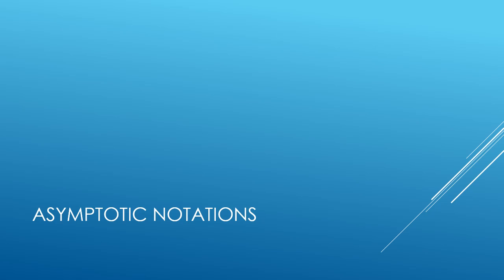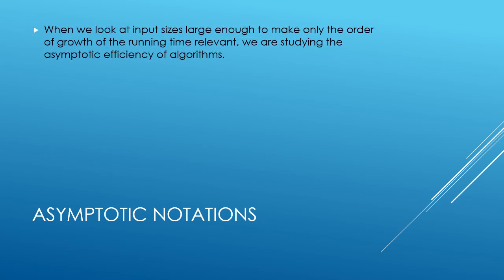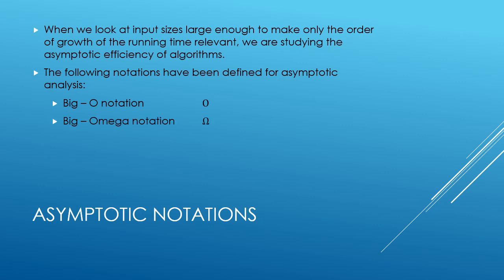Let me introduce you to asymptotic notations. When we look at input sizes large enough to make only the order of growth of the running time relevant, we are studying the asymptotic efficiency of algorithms. Asymptotic analysis is typically analysis of algorithms for large input sizes. The following notations have been defined for asymptotic analysis: big O notation, big omega notation, big theta notation, little o notation, and little omega notation.